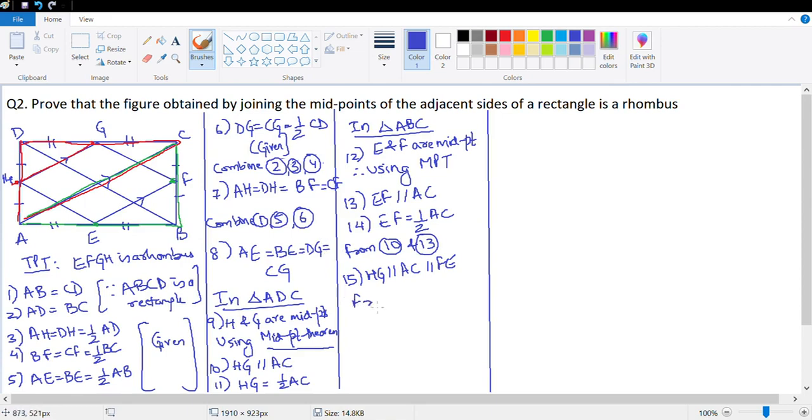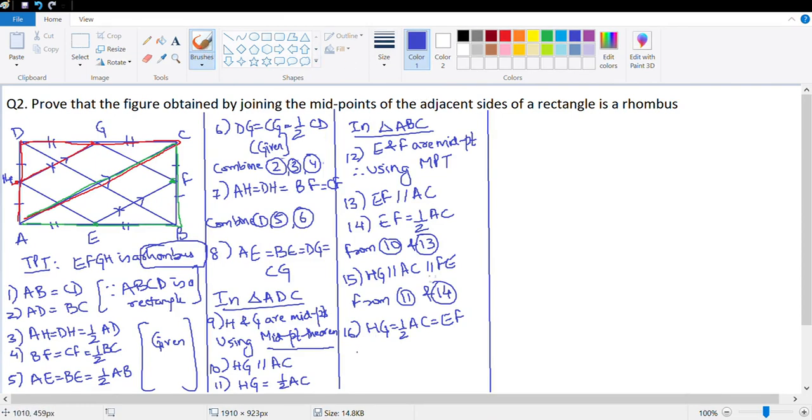And from 11 and 14, let's see what I get. HG is equal to half AC is equal to EF. So I have got HG and EF as equal. So I have proven one pair of opposite sides is equal and parallel, which means EFGH is definitely a parallelogram, but we don't need to prove it as a parallelogram. We need to prove it as a rhombus. So let's try and do it for the other diagrams as well.